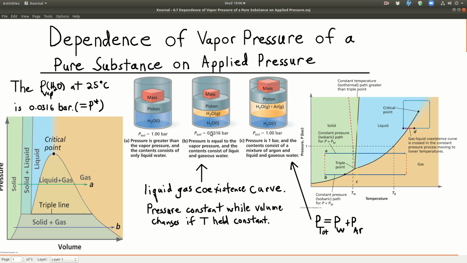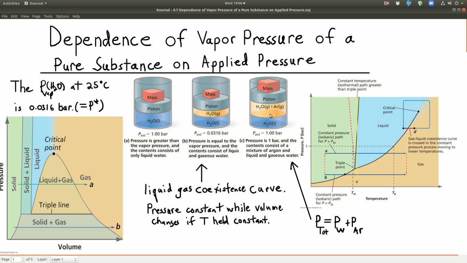Now we're going to take that and add some argon. It doesn't have to be argon, just any inert gas that's not going to react with anything. The point of that inert gas is to add enough at constant temperature to increase the total pressure inside of this to be equal to 1 bar. So now we've increased the pressure on this liquid to 1 bar. And we're going to look at what happened to the vapor pressure of the water in this situation, so how the vapor pressure of the pure water depends on the applied pressure.